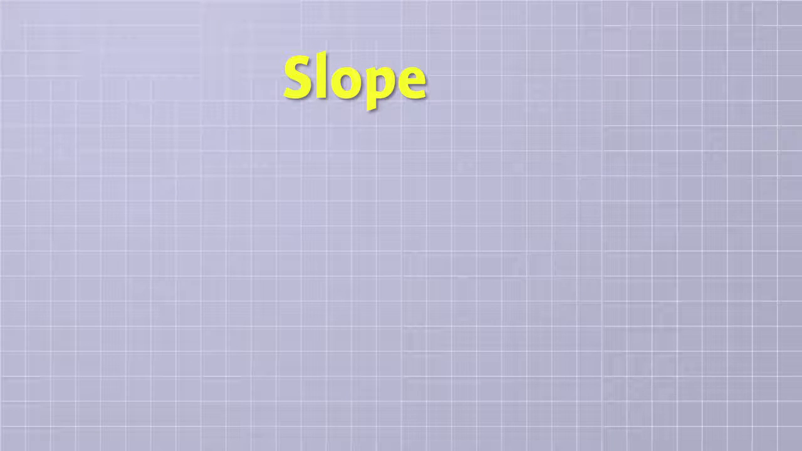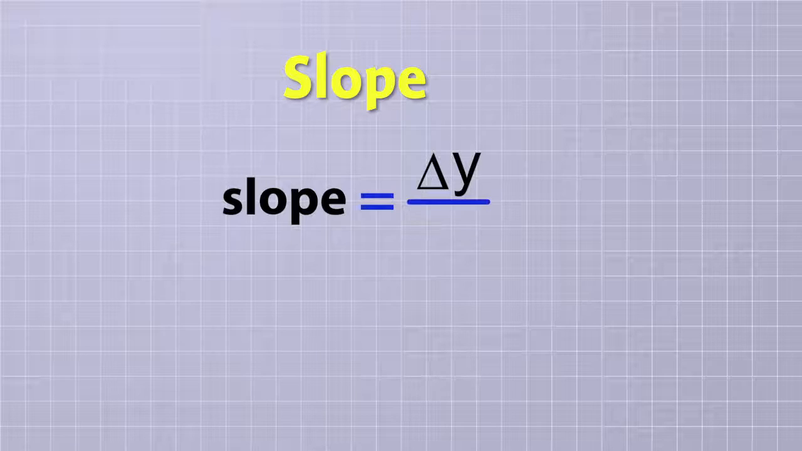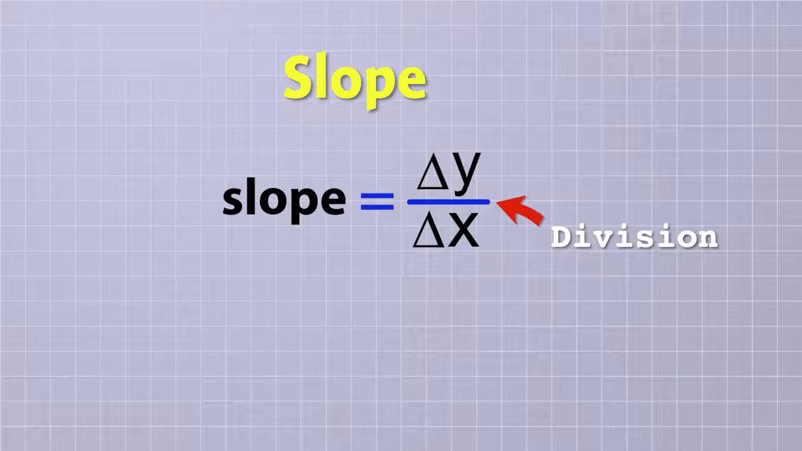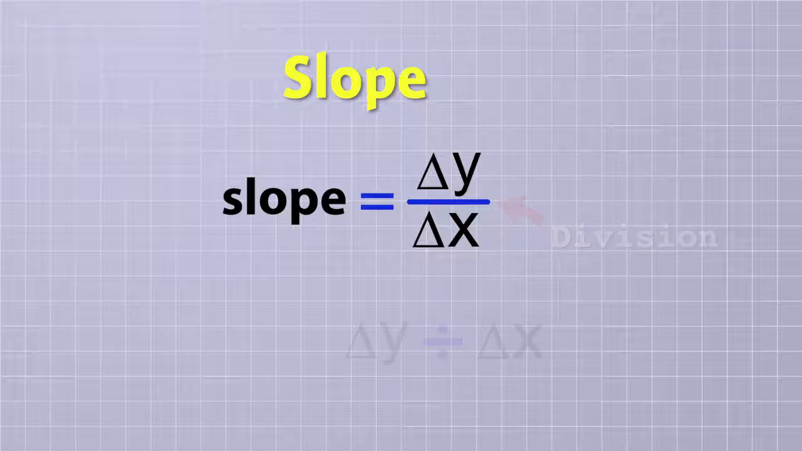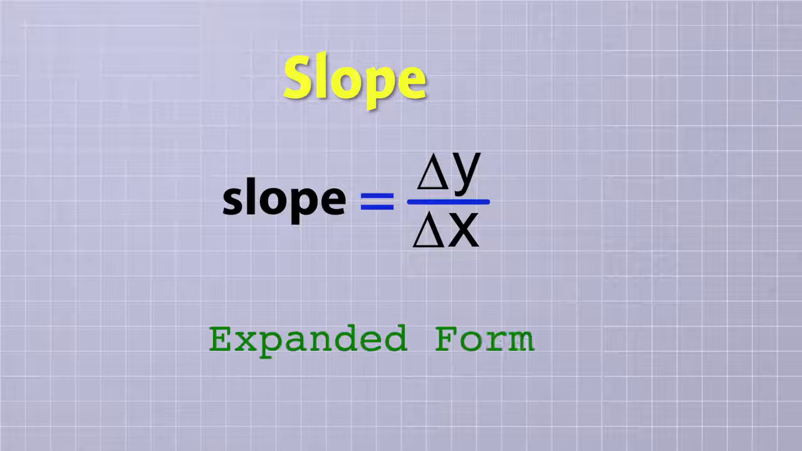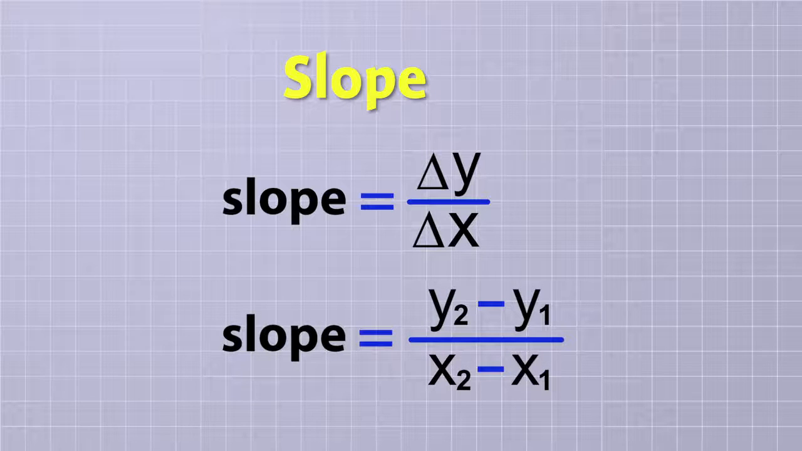The equation for the slope of a line looks like this. Slope equals delta y over delta x. Remember that the fraction line means division, so delta y over delta x is the same as delta y divided by delta x. You might also see the slope equation written in expanded form like this. The only difference is that the delta x and delta y have been written out to show the subtractions you need to do to get those values from the coordinates. Either way you want to write it is fine.